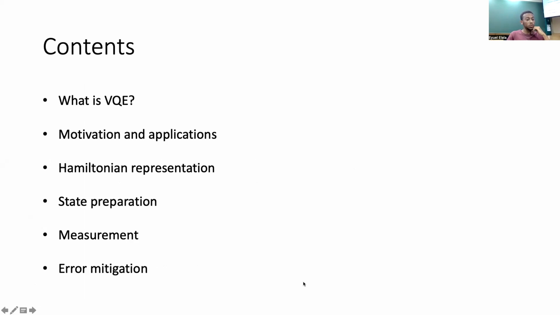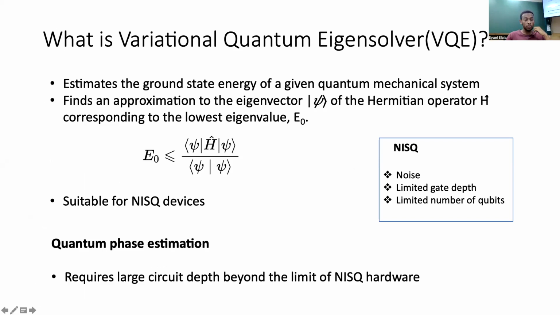Okay. So these are the contents that I will be discussing in this presentation. Let's start with, what is the variational quantum eigensolver? As we can see from the name, it looks self-explanatory. It's a variational quantum algorithm related to eigenvalue problems, solving for an eigenvalue of a certain matrix. To give a bit more specific definition, it's an algorithm used to estimate the ground state energy of a certain quantum mechanical system.